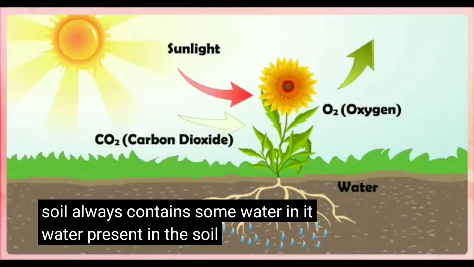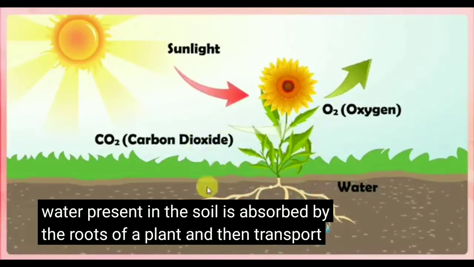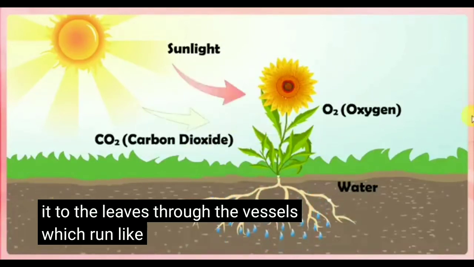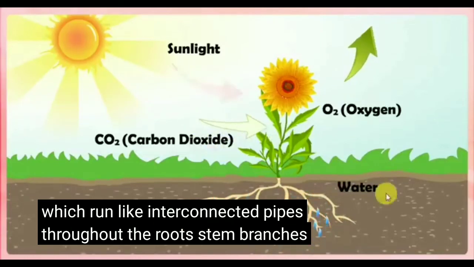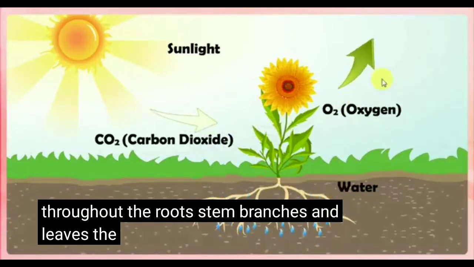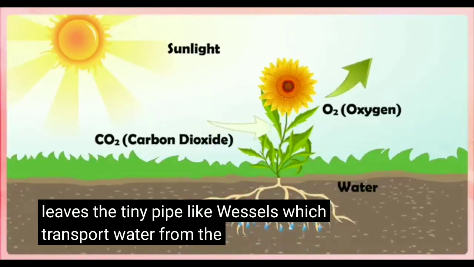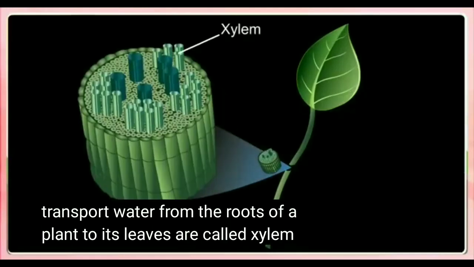Water present in the soil is absorbed by the roots of a plant and then transported to the leaves through the vessels which run like interconnected pipes throughout the roots, stem, branches, and leaves. The tiny pipe-like vessels which transport water from the roots of a plant to its leaves are called xylem.